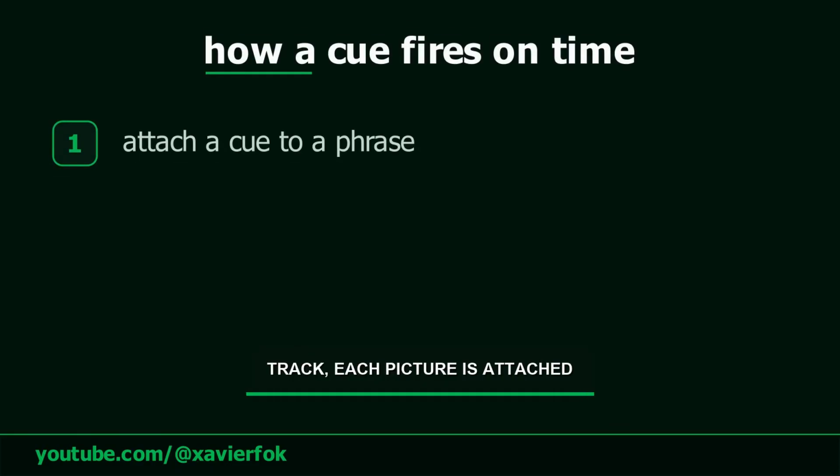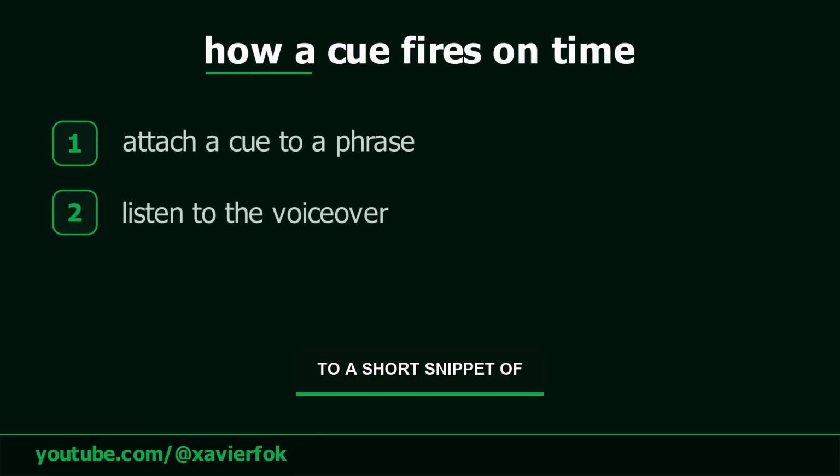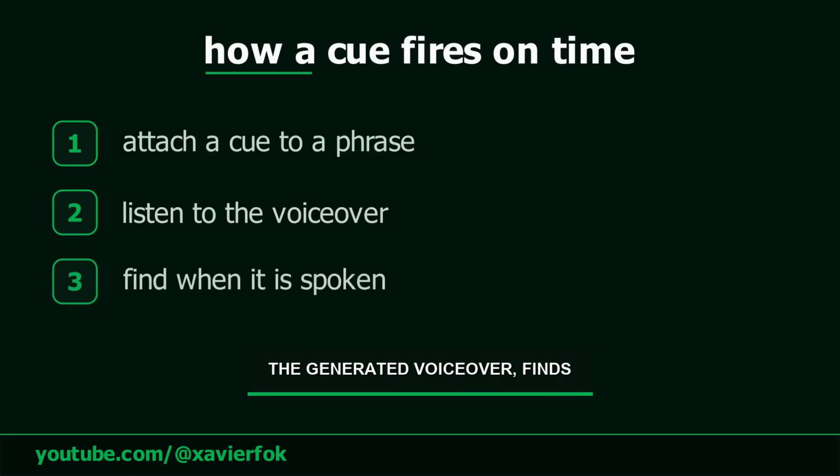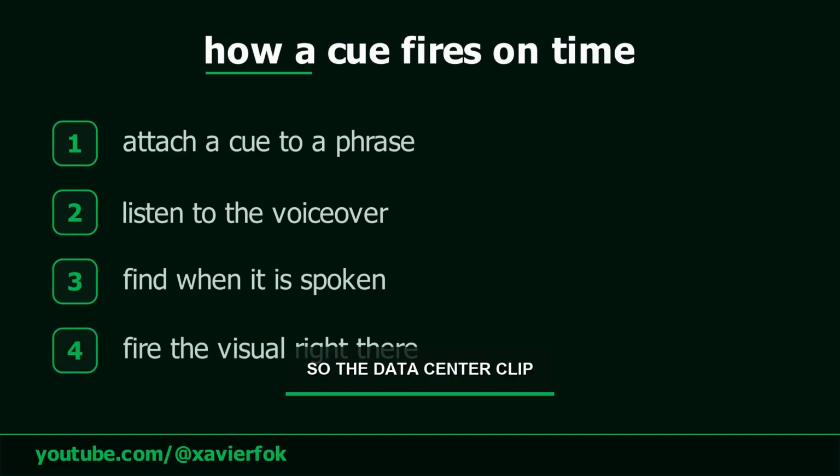When I write the visual track, each picture is attached to a short snippet of what I am about to say. Then the system listens to the generated voiceover, finds the exact moment those words are spoken, and fires the visual right there. So the data center clip appears the instant I say data center, not 5 seconds early and not late.